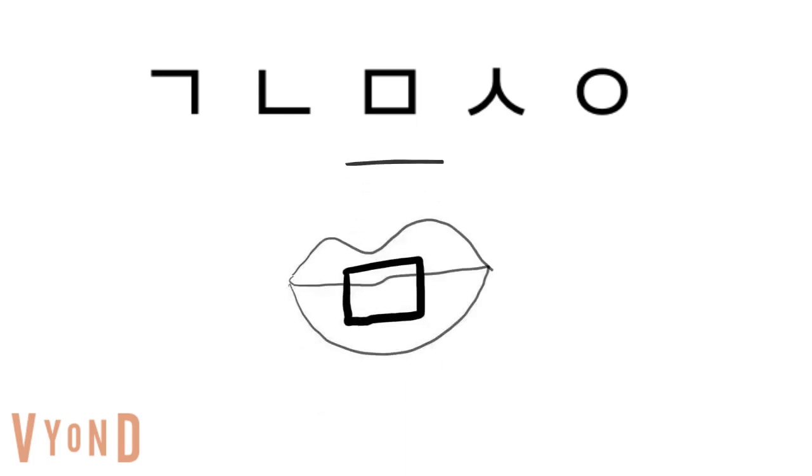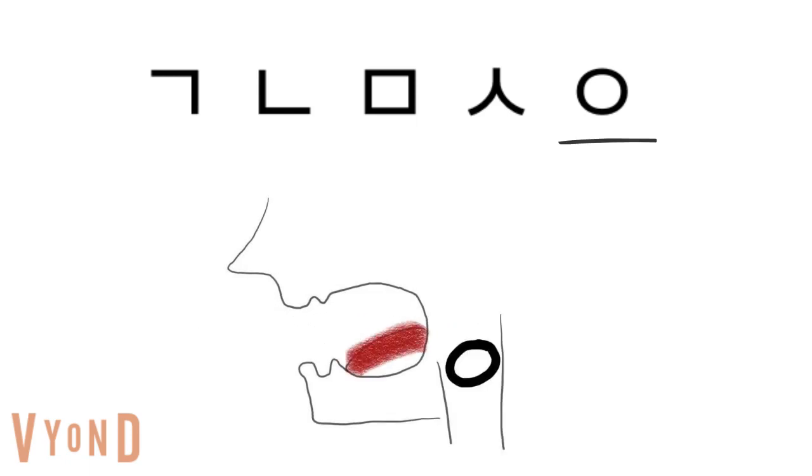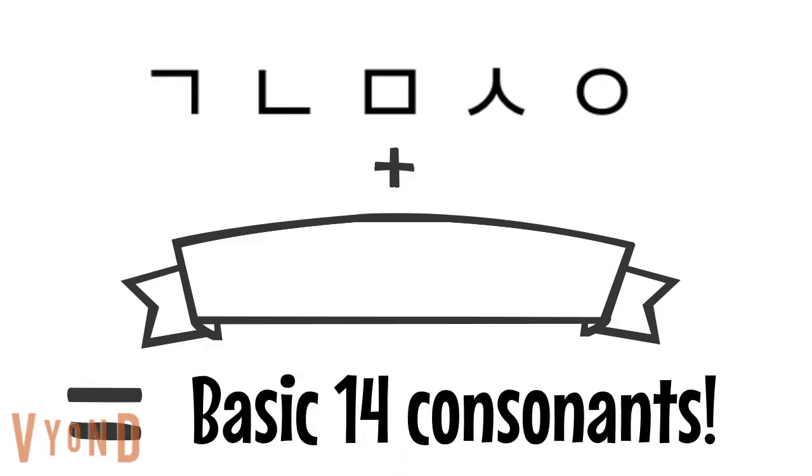N. 미음 is the sound of your lips. It makes m as you open your mouth. 시옷 represents the shape of your teeth, and the sound is made when the air travels through between your upper teeth and lower teeth. S. 이응 is the shape of your throat, and the sound comes from your throat. With these 5 consonants, we can make basic 14 consonants by adding strokes.